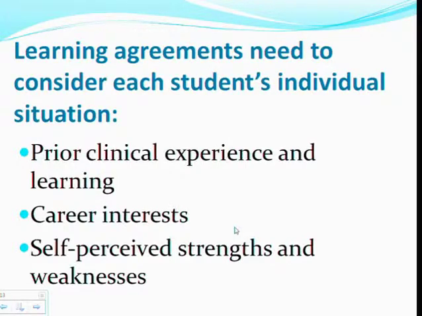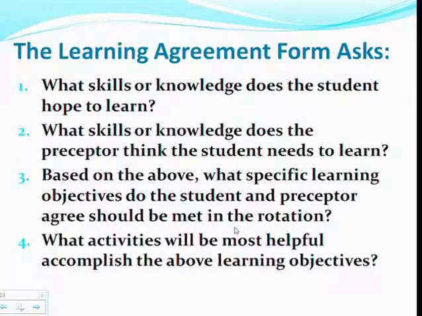Ask them what other rotations they've already done. Ask them what their interests are. For example, just ask them what type of doctor they are actually thinking about becoming. And it's always a good idea to find out what the student perceives as their particular strengths and or weaknesses.